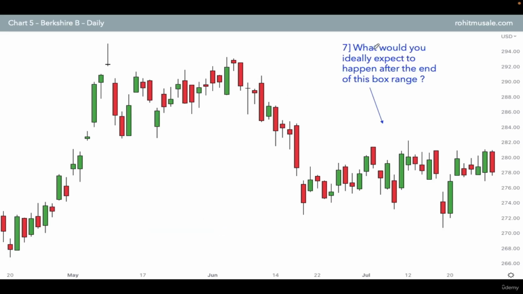Number 7, what would you ideally expect to happen after the end of this box range? So there is a box range here. What would you ideally expect to happen after the box range ends?